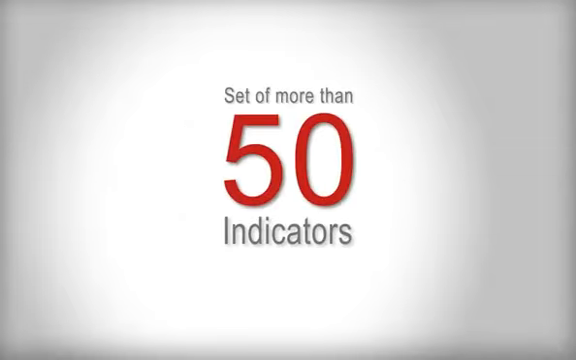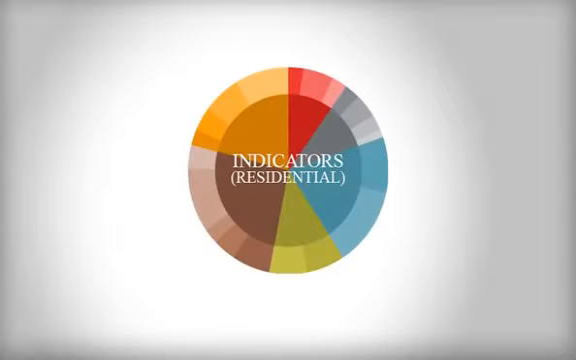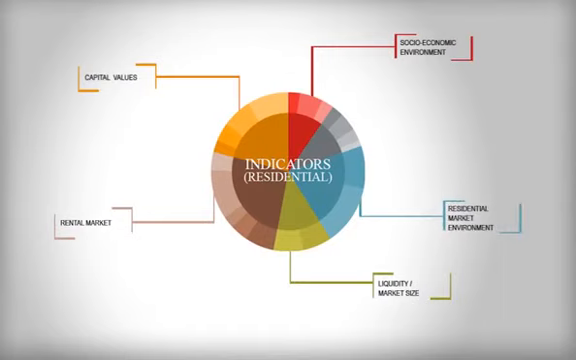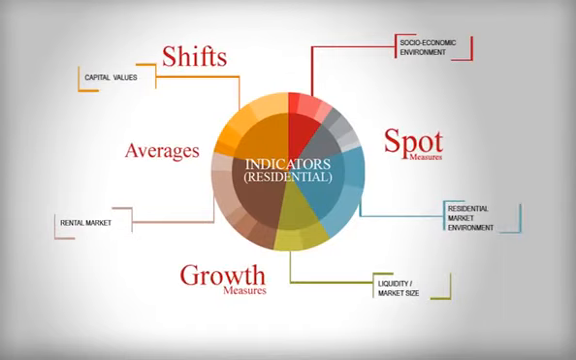In the second step, the indicator sets will be selected. From the pool of more than 50 indicators available, those relevant for the residential markets can now be chosen. These indicators have been assigned to 5 different clusters. 4 different types of calculation are used: spot measures, averages, shifts and growth measures.